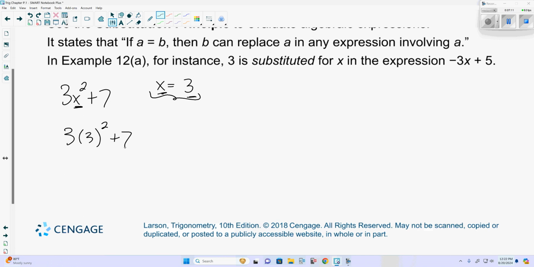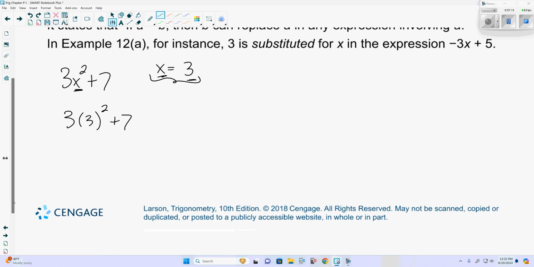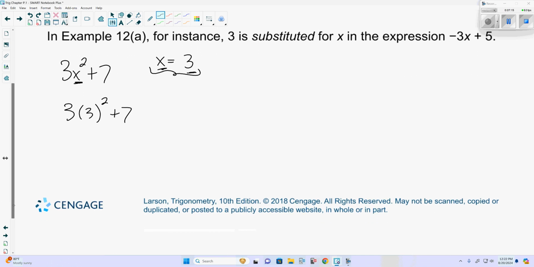Now at this point here, if we wanted to simplify, we can plug it into the calculator or use order of operations. First thing we would do is 3 squared. 3 squared, 3 times 3 is 9. Now we can do 3 times 9, which is 27, and 27 plus 7 is 34. Questions on this here?